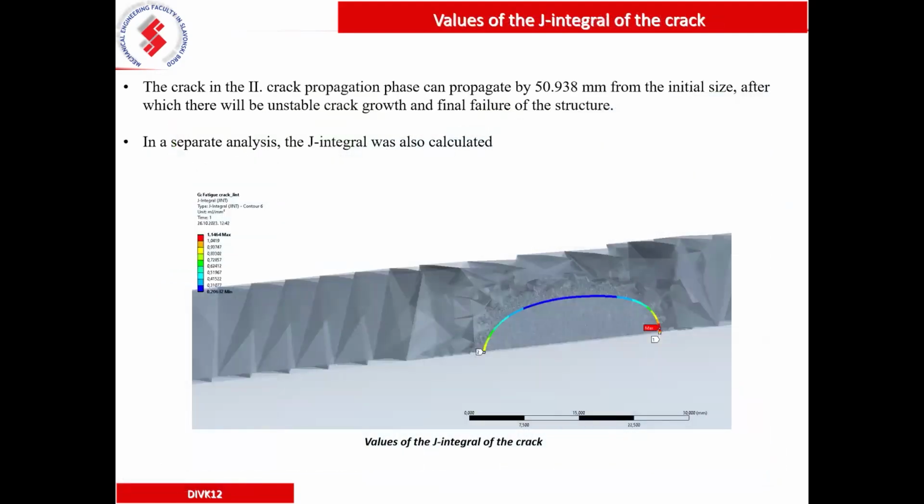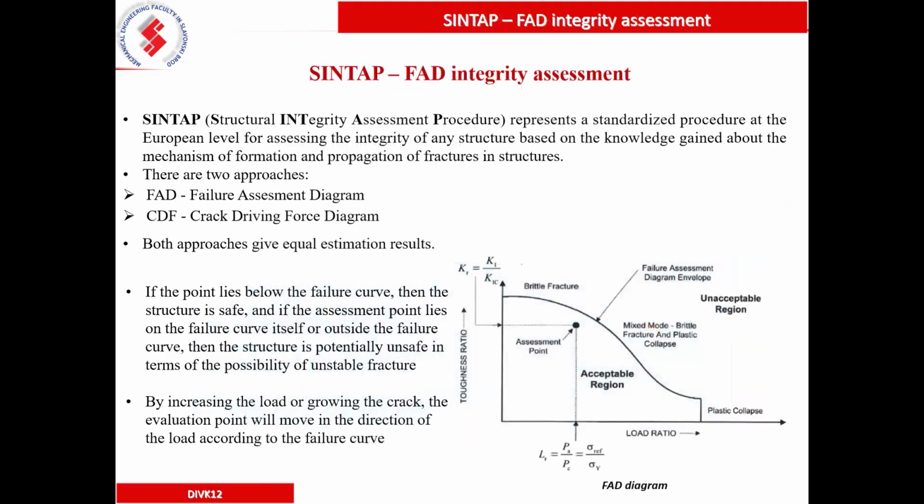Okay. And in a separate analysis, we also calculated the J integral to be sure of the correlation between K1 and the J integral. And at the end, we made also the FAD, failure assessment diagram assessment, to be sure whether the size of the semi-elliptical crack is practically still in the safe region of the failure assessment diagram, or whether it is out of the diagram.